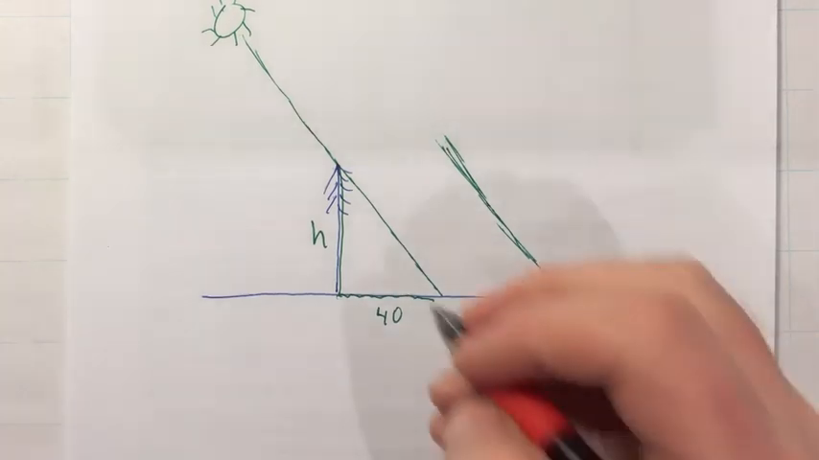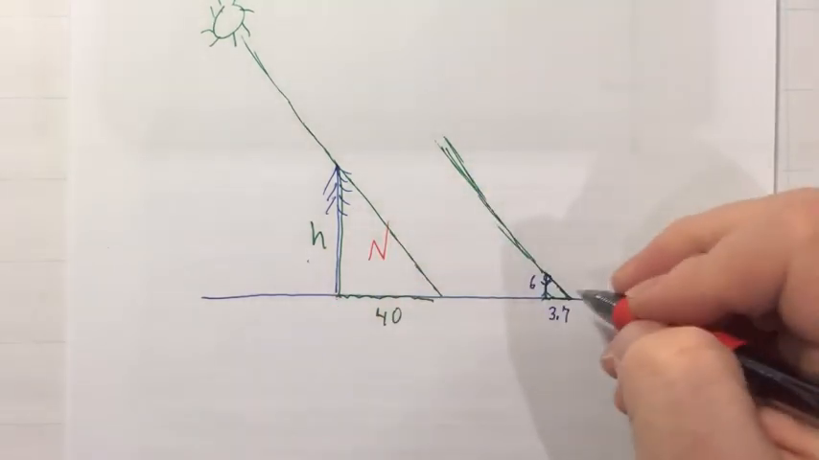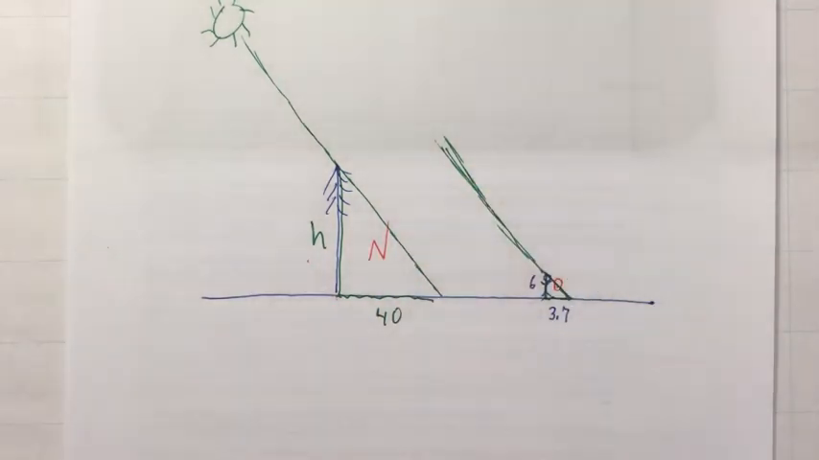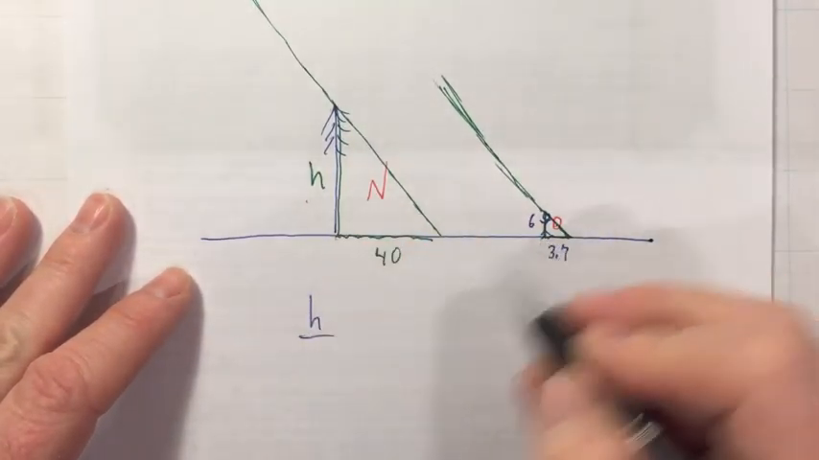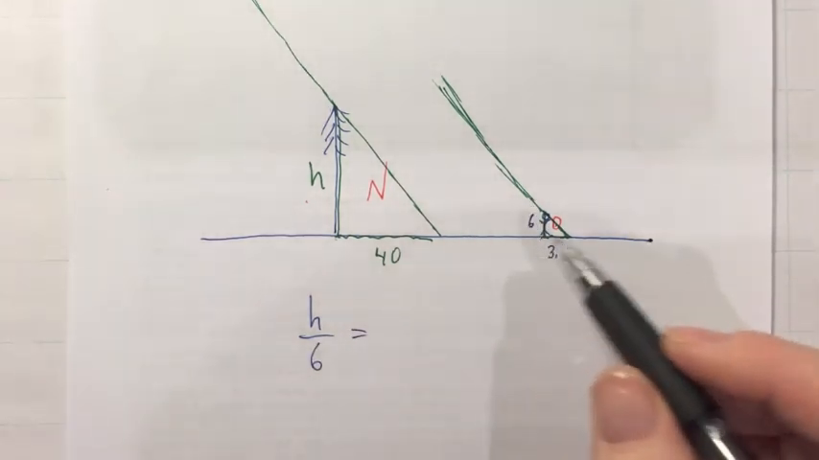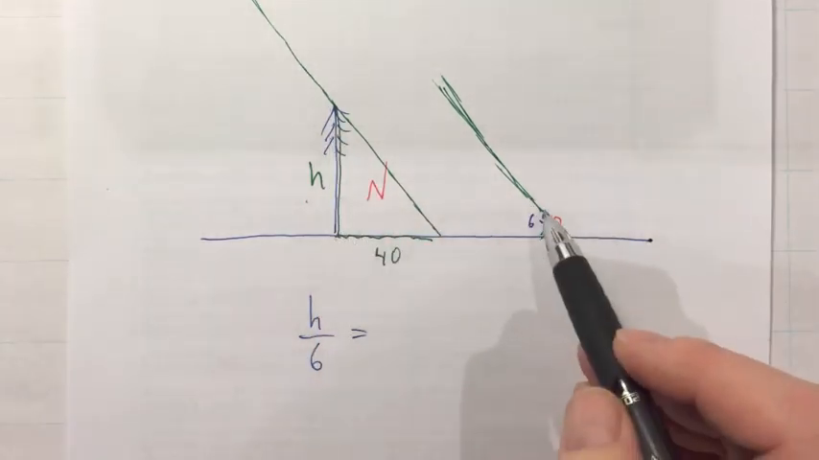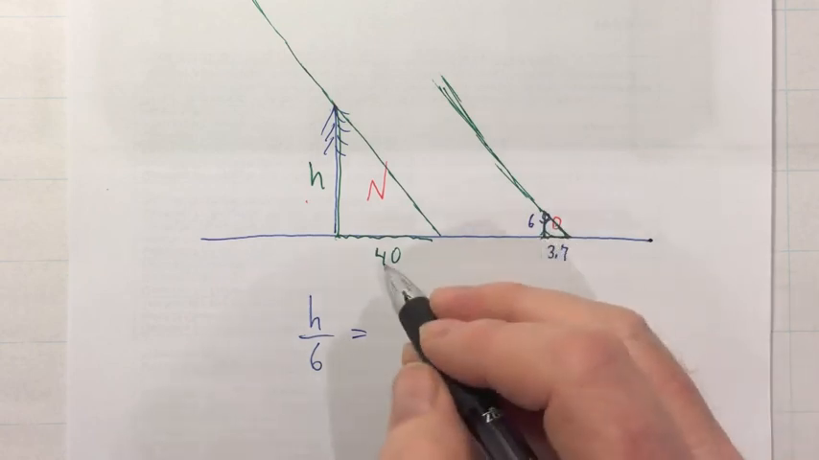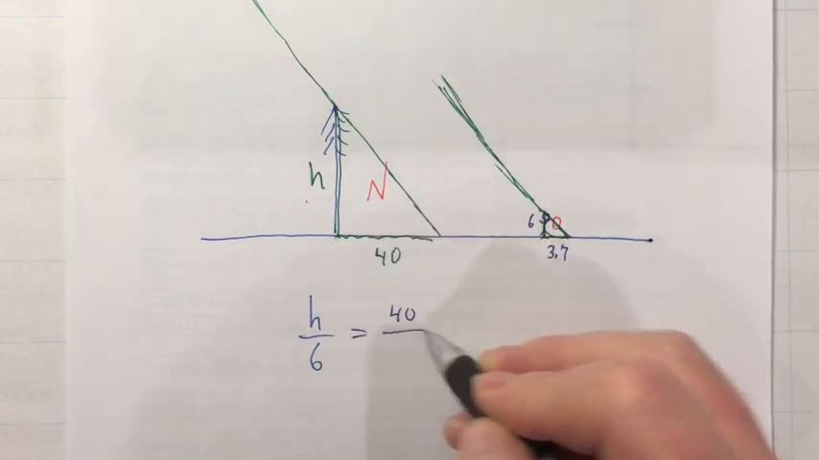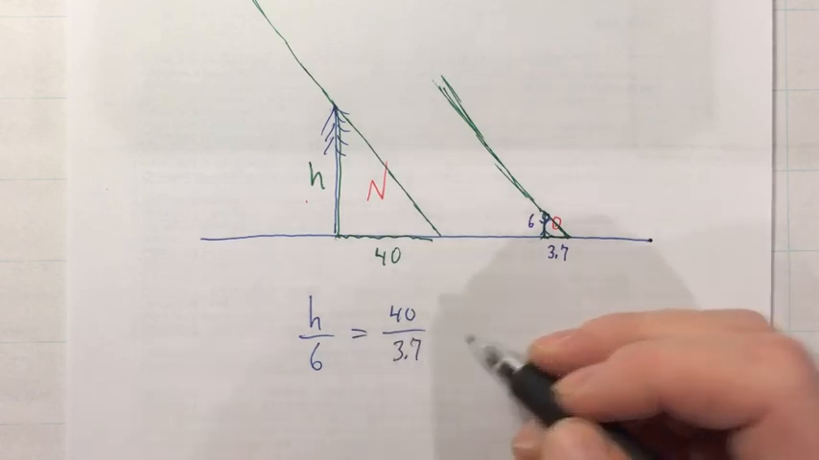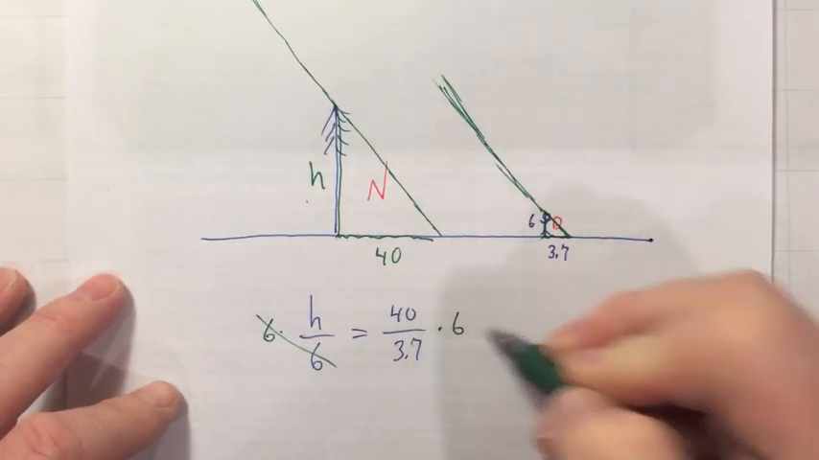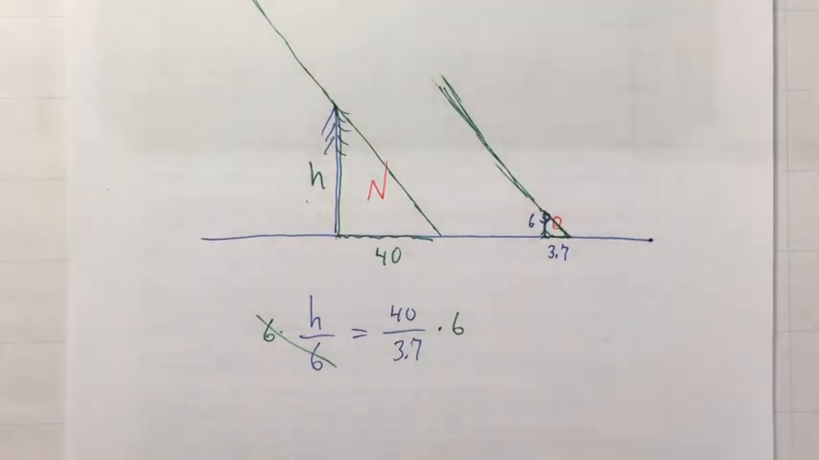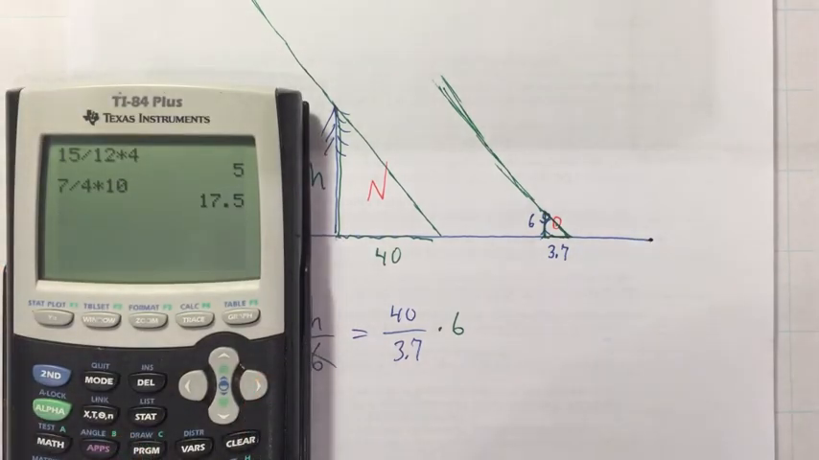Then I could use similar triangles to try and figure out how tall the tree is. I would just set up this triangle as the numerator because it has the unknown in it. And then this would become my denominator triangle. And I would do H over 6 equals, so I did big triangle over corresponding on the small triangle. So then this is my numerator, so I would do 40 over 3.7. And then I could multiply both sides by 6. That gets H by itself. Bring the calculator in. 40 divided by 3.7 times 6.